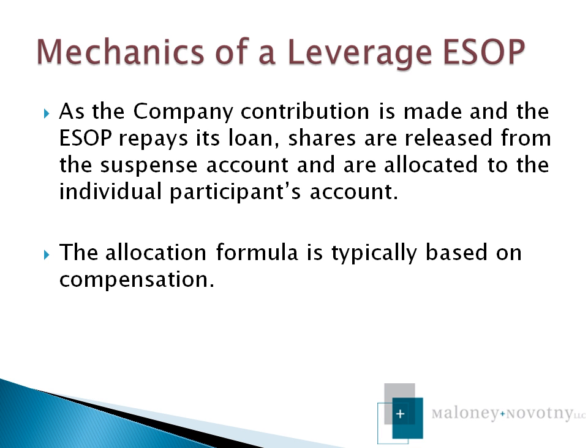The allocation formula is typically based on compensation, and it's traditionally a ratio of the individual participant's compensation to the total plan compensation. That ratio is then applied to the shares that have been released, and that's how each individual participant receives shares in their account. Okay? So we've set up our debt, we've set up our contra equity account. Now we're going to start making the annual loan payments and allocating the shares.